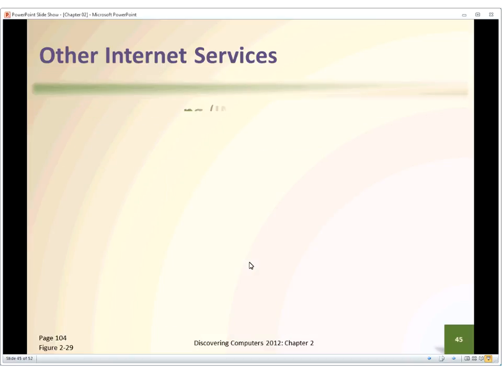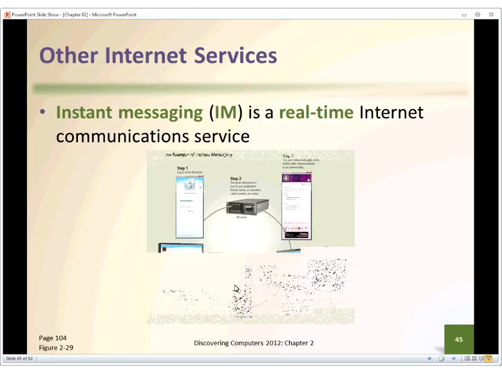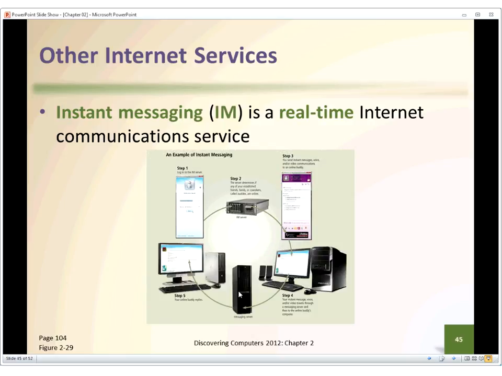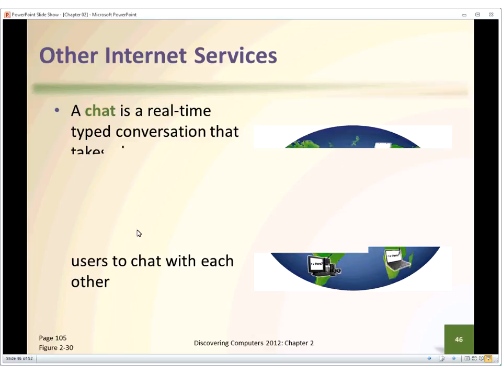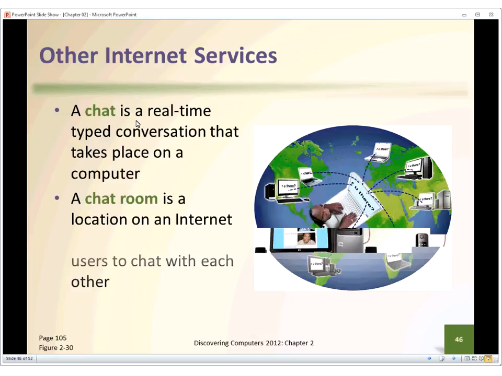I think I already talked about this, but this is a common internet service, instant messaging, or IMing. It's a real-time internet communication service. It's a great way to quickly connect and chat and share information through instant messaging. And the format's usually quite small.